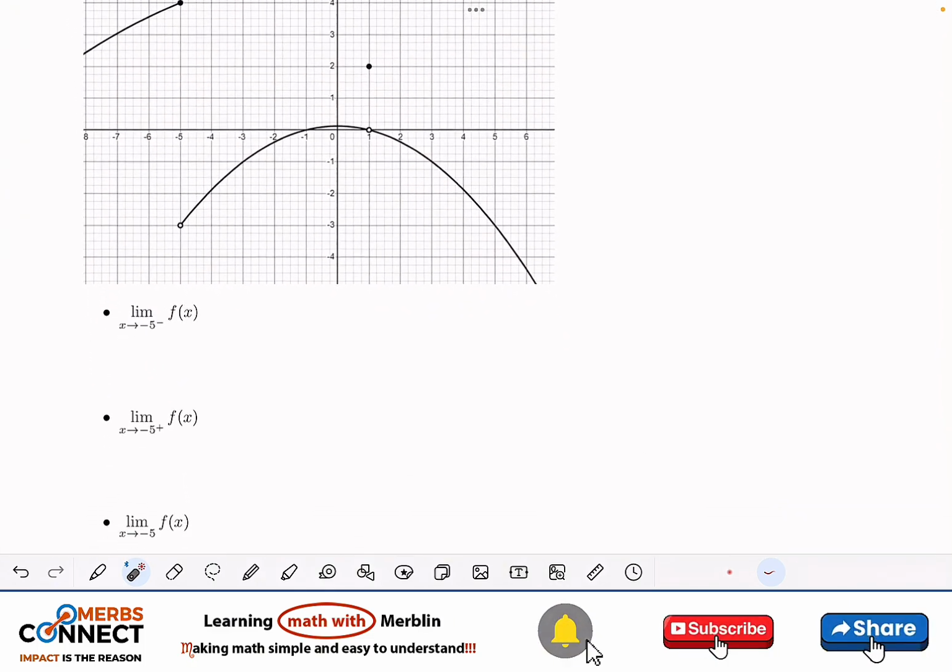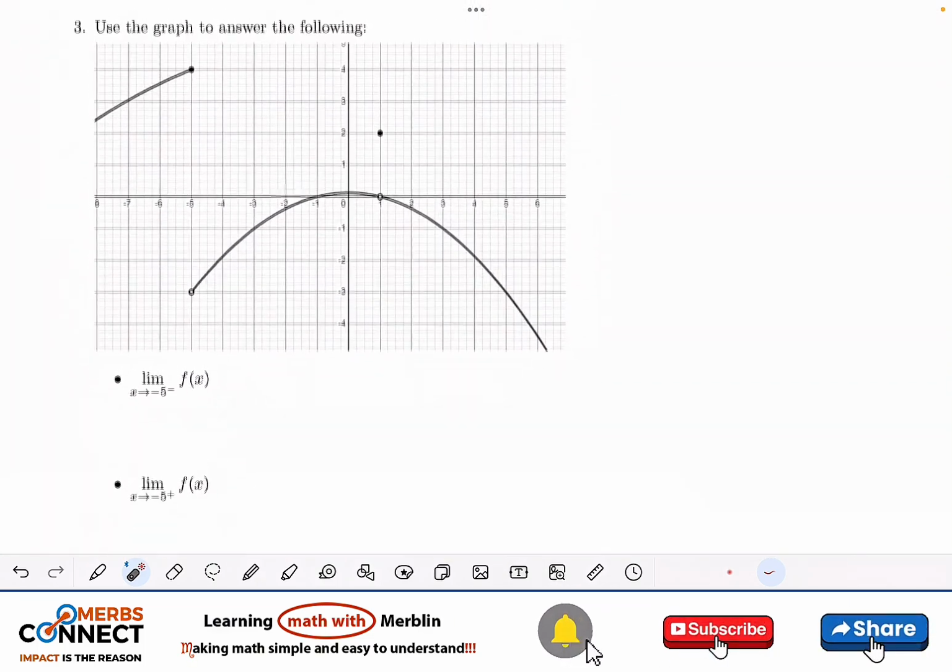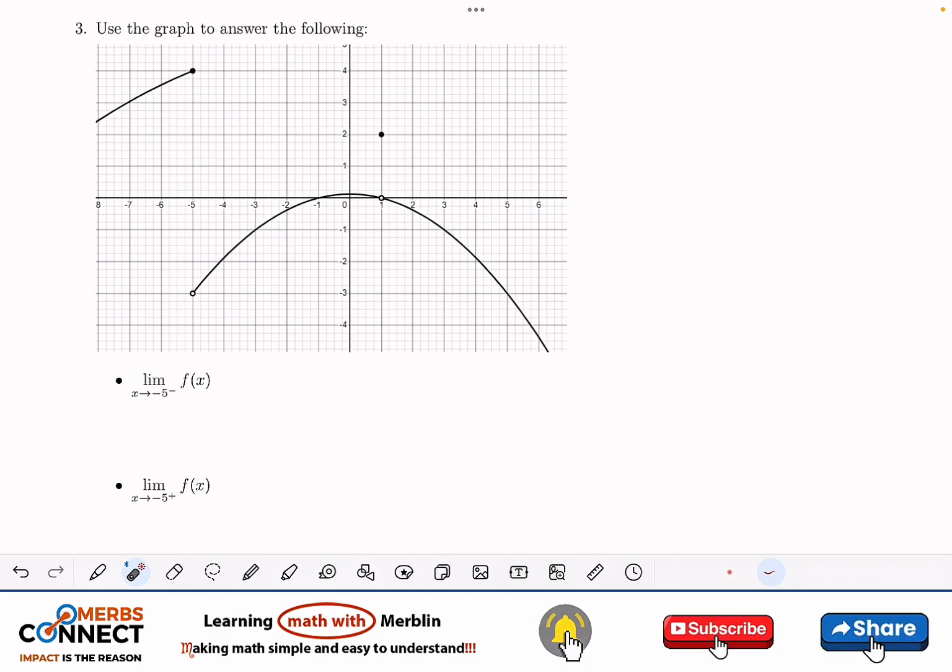Good. Let me do this one and then give you the next one to try and leave your answer in the comment section. So this is very quick. I see that this is a jump discontinuity, and this is a removable one because the graph is going like this and we have the point inside, right?